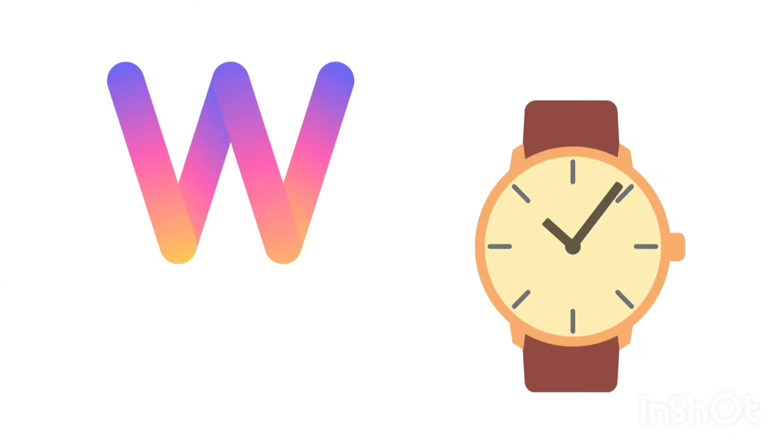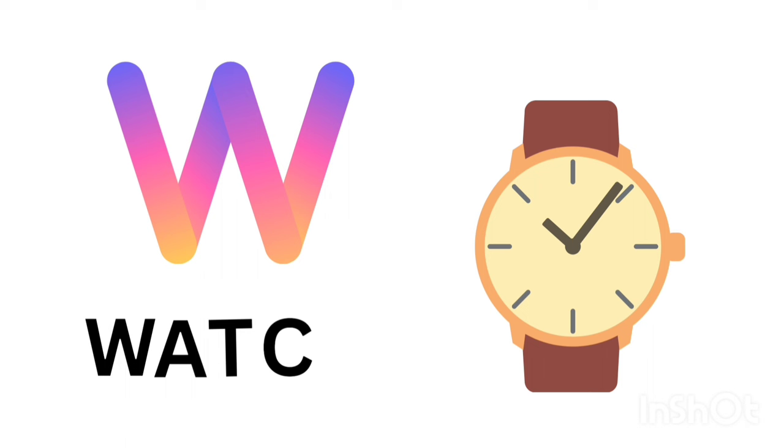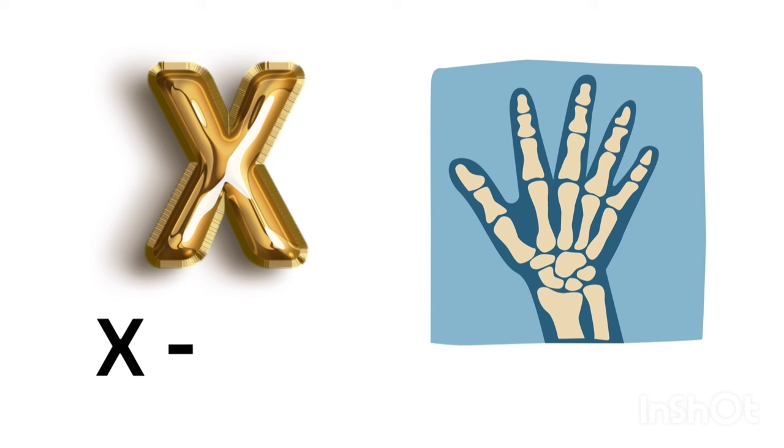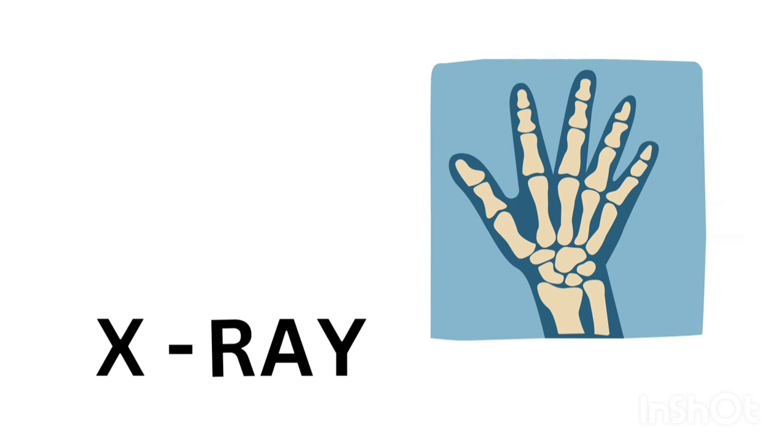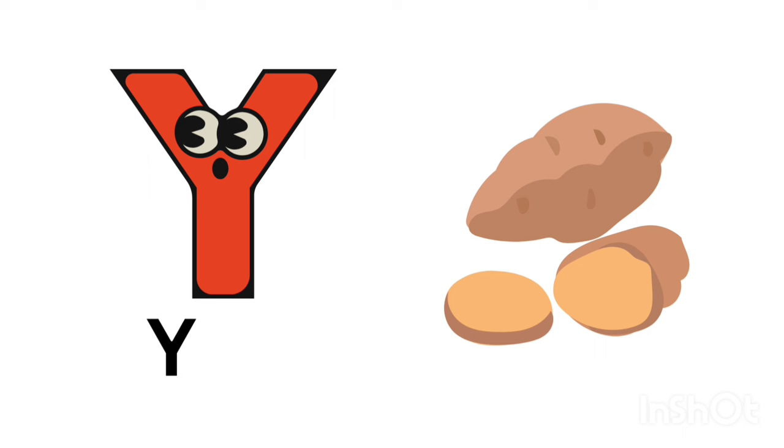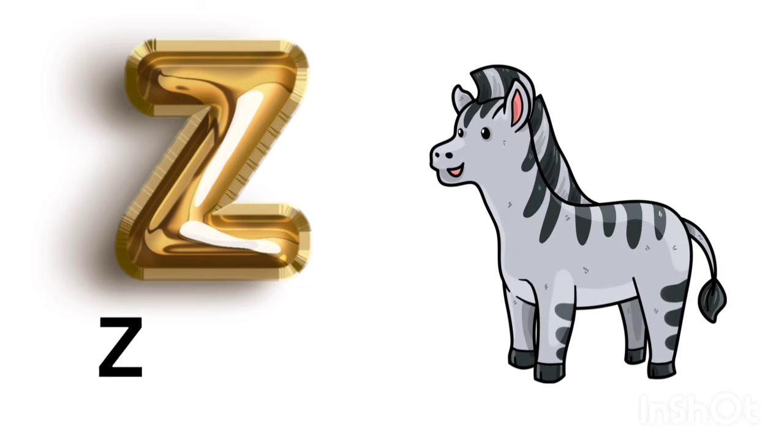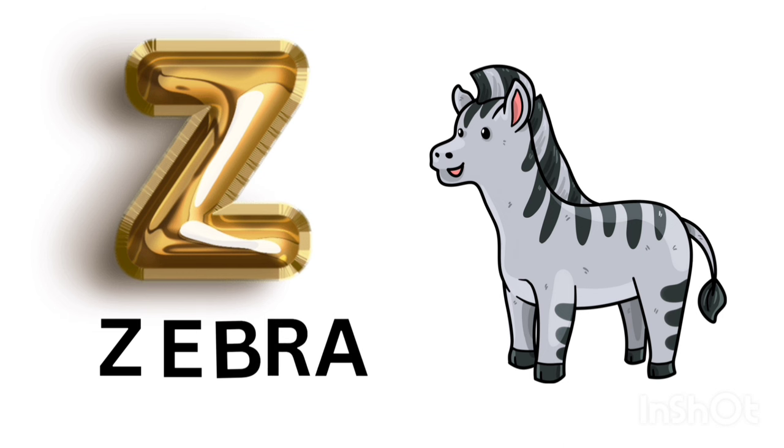W for watch. W, A, T, C, H. Watch. X for X-ray. X, R, A, Y. X-ray. Y for yum. Y, U, M. Yum. Z for zebra. Z, E, B, R, A. Zebra.